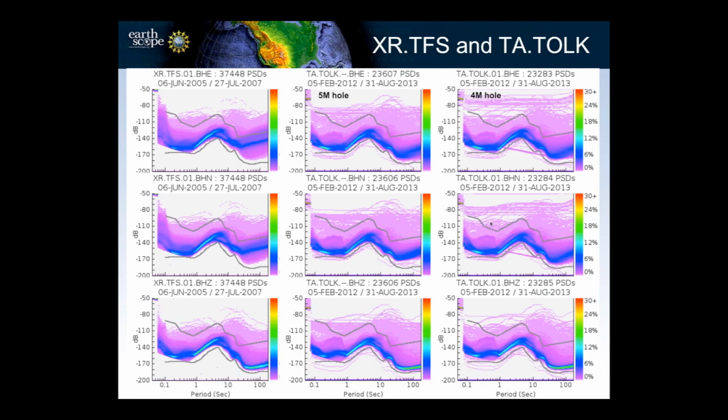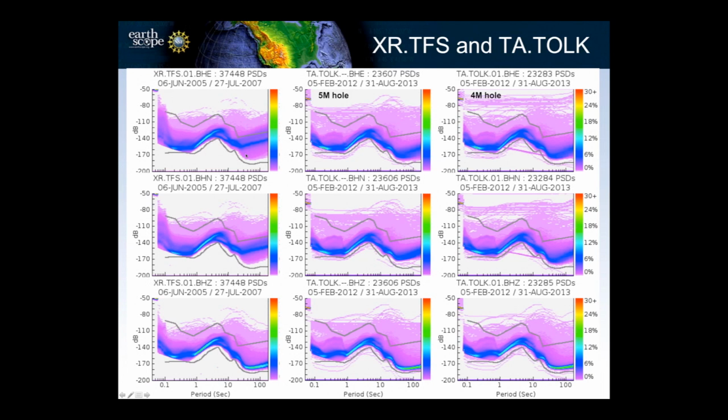So this is a noise plot. Again, this is the PSD for the Tolk. The one in the middle is the 5 meter deep hole. The one on the right is the 4 meter deep hole. And I'm showing the BHE on top, BHN, and BHZ channels.